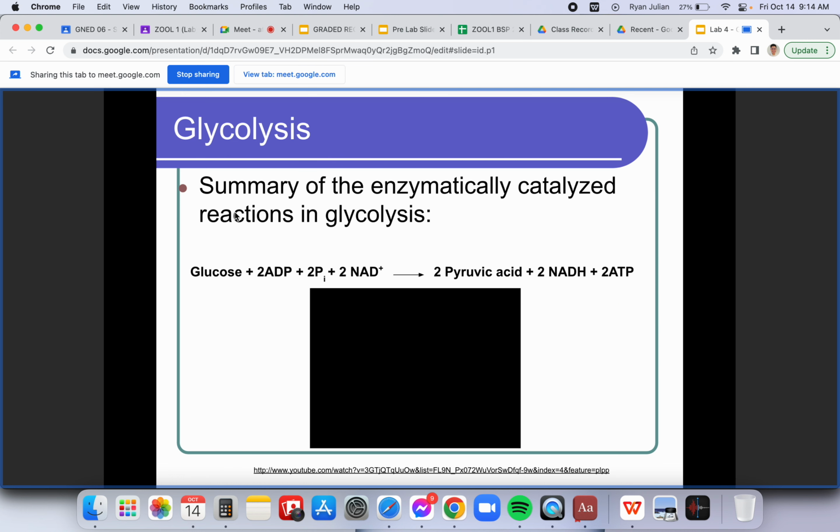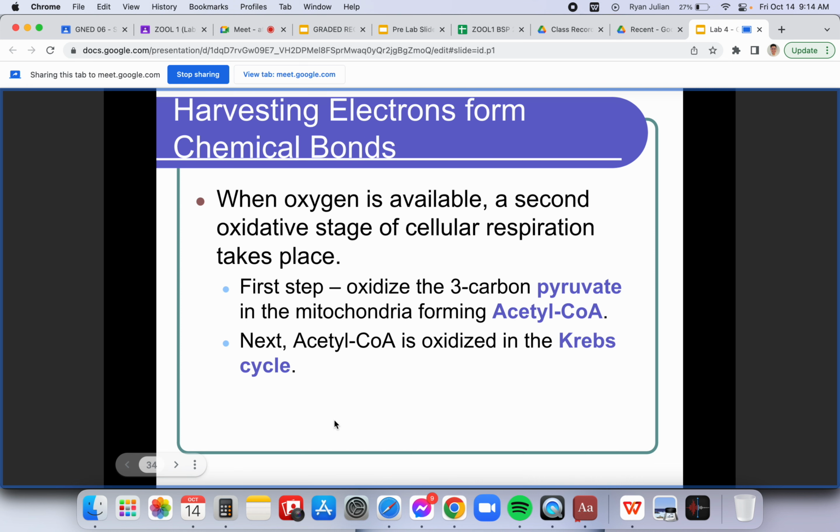Okay. This is just the summary of the enzymatically catalyzed reactions in glycolysis. So like what I've said a while ago, we have glucose plus 2 ADP or adenosine diphosphate plus 2P plus 2 NAD+ equivalent to 2 pyruvic acid plus 2 NADH plus 2 ATP. If you would like to know more about glycolysis, kindly watch the YouTube video that is presented here. So here is the link. Click on it if you want to watch.